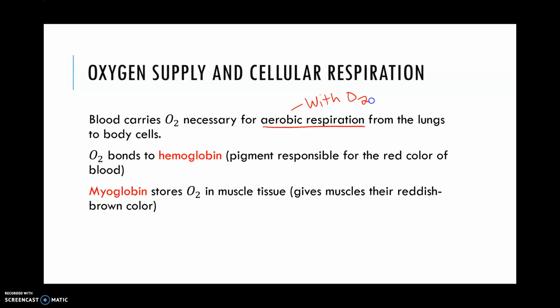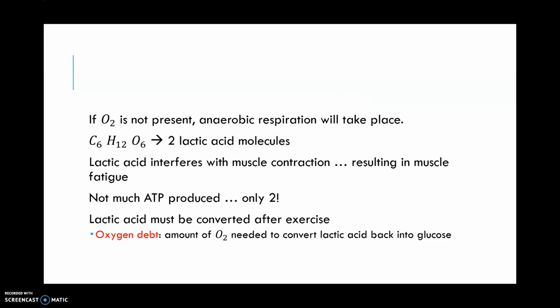Our oxygen is going to bond to hemoglobin. So hemoglobin is the pigment responsible for the red color in the blood. And myoglobin is going to store oxygen in our muscle tissue. So that's what's going to give our muscles this red-brown color. So this is going to be really important because cellular respiration is going to be the main thing that gives our muscles the energy they need to do that contraction. Remember that energy is that ATP molecule.